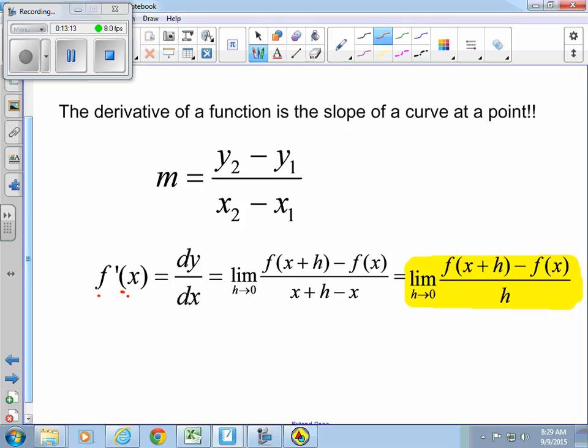Leibniz used dy over dx. He used the d to represent a differential, a teeny tiny change in y over a teeny tiny change in x. It kind of mimics the delta y over delta x notation that we've seen before. So anyway, that's Leibniz notation. We'll talk about both as we go. We will use both interchangeably. And that is a derivative.